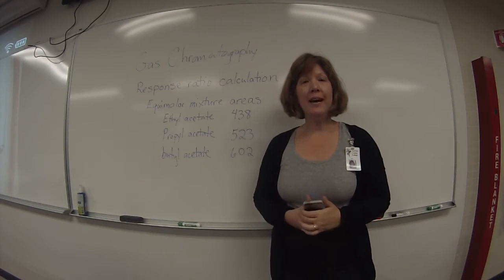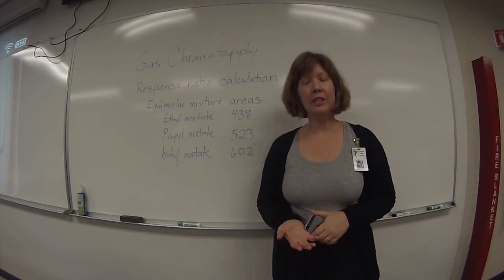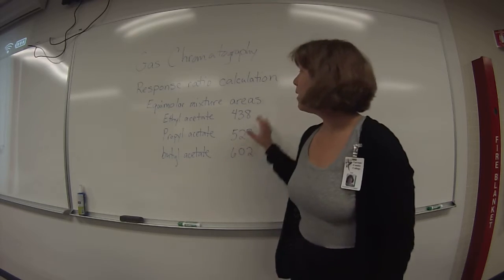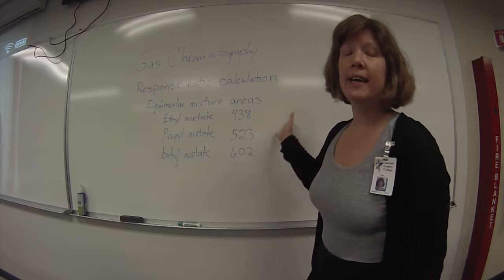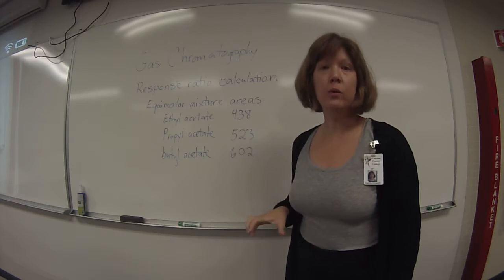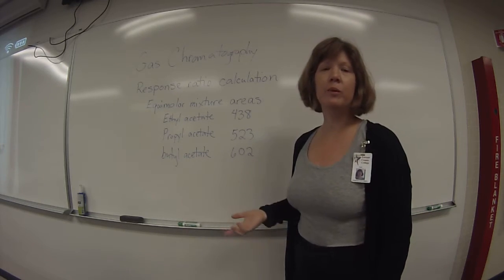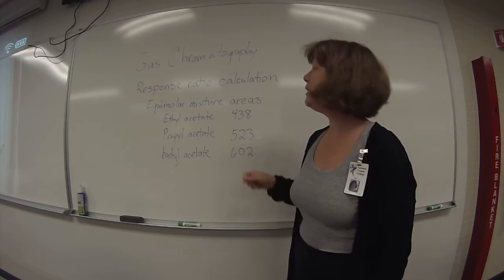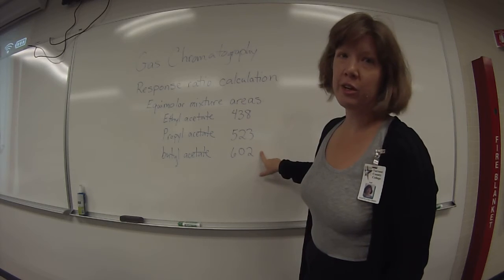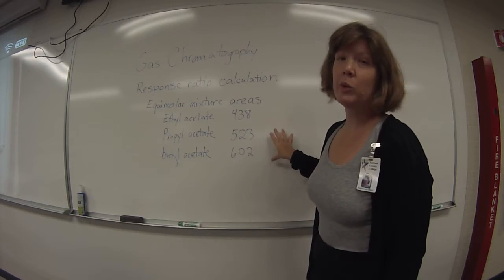Okay, what I'm going to show you now is how to do the calculation for the response ratio. What you see here is a set of imaginary data, and so let's say that you inject the equimolar mixture of ethyl acetate, propyl acetate, and butyl acetate into the gas chromatography machine, and these are the areas under the curve that you get for the equimolar mixture.